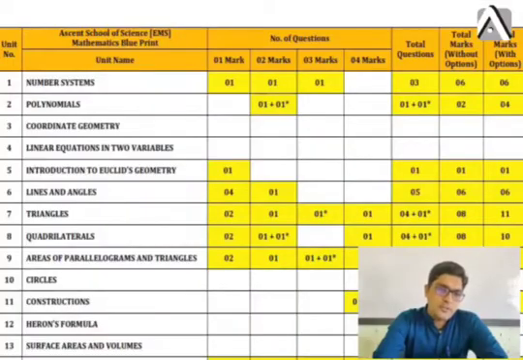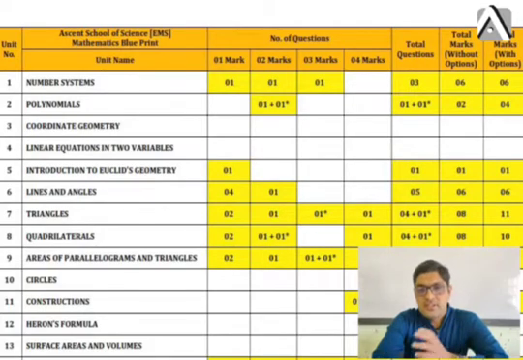So let's go directly to our blueprint of maths, which I have already sent you in the group. Just check it out on the screen. Here we are going to ask a total of 9 chapters, each with a different weightage. I am starting from chapter number 1, Number System. The total weightage of this chapter is 6 marks.